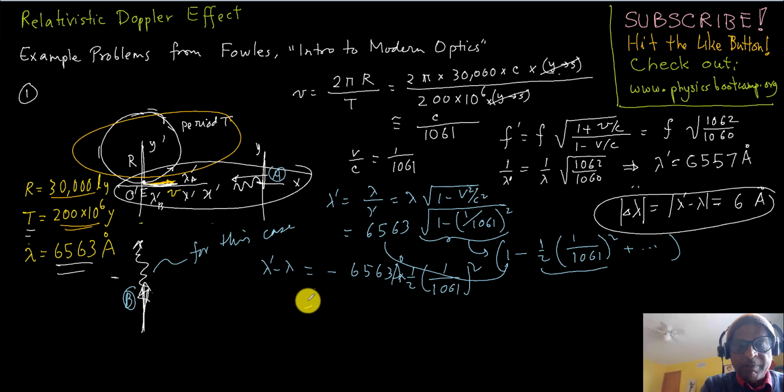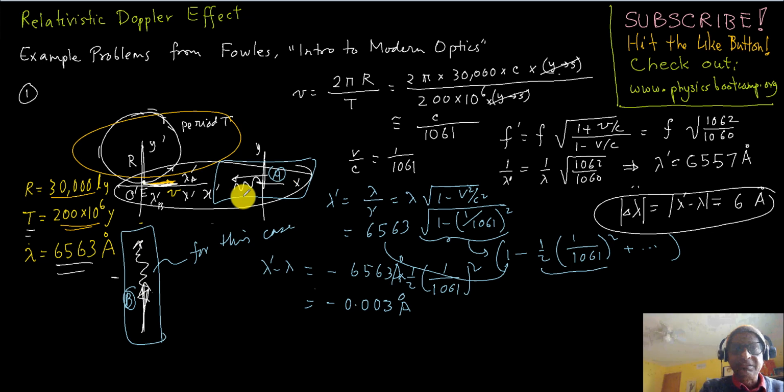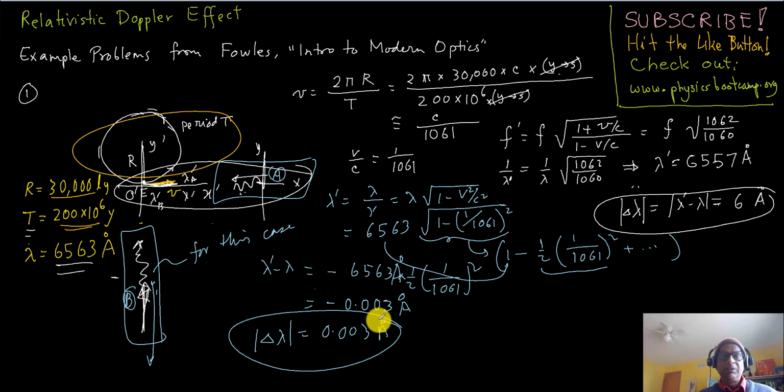So this turns out to be minus 0.03 angstrom. This effect is much harder to detect than the previous effect, because you can remember that had 6 angstrom and this is a very, very small difference. Now if this was moving away, you will have a plus, and so we usually write delta lambda equals 0.003 angstrom as an answer. Okay, so this was a very interesting problem.